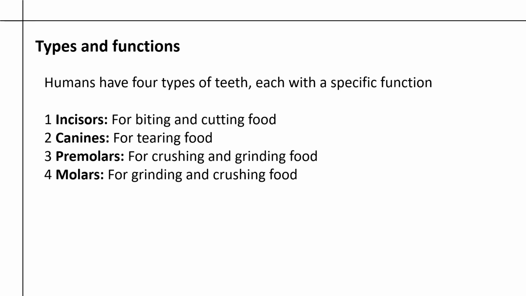Types and functions. Humans have four types of teeth, each with a specific function: incisors for biting and cutting food, canines for tearing food, premolars for crushing and grinding food, and molars for grinding and crushing food.